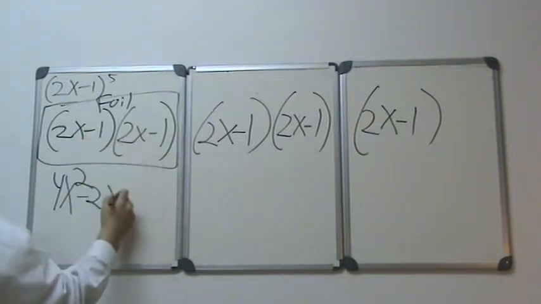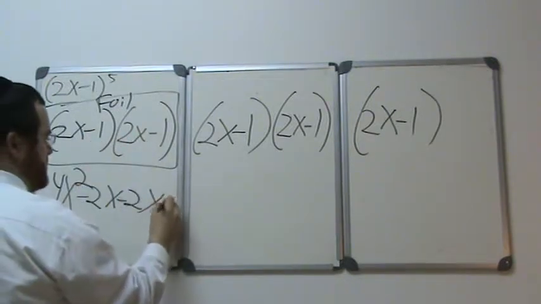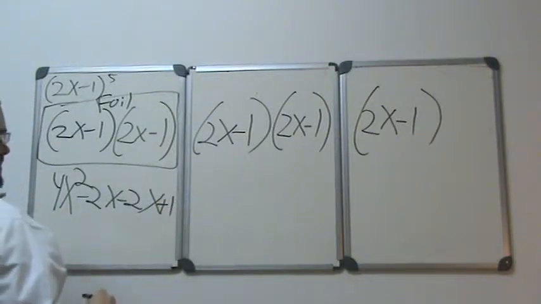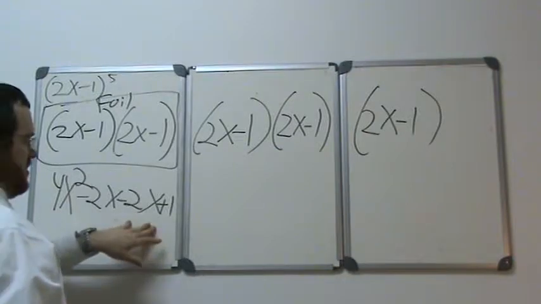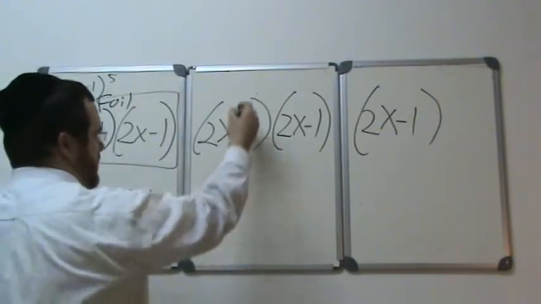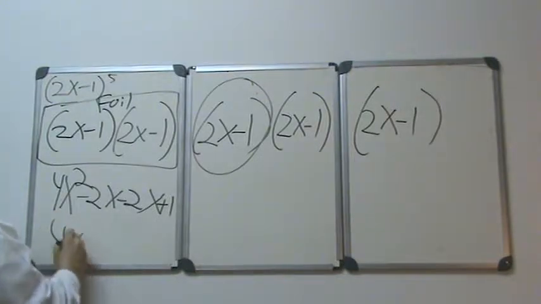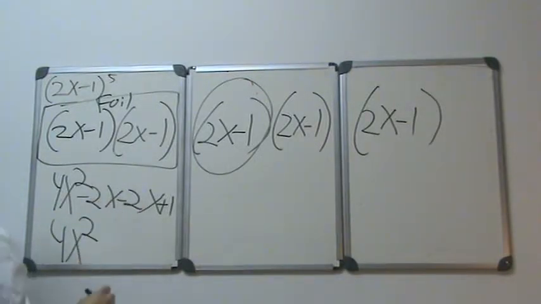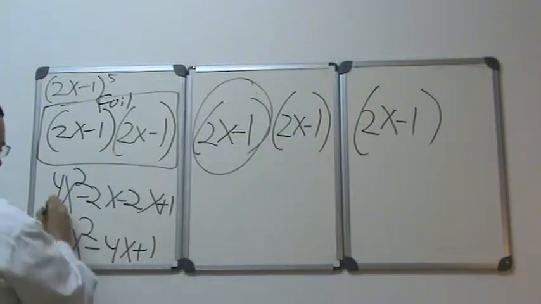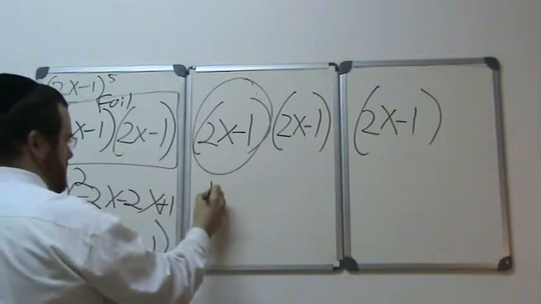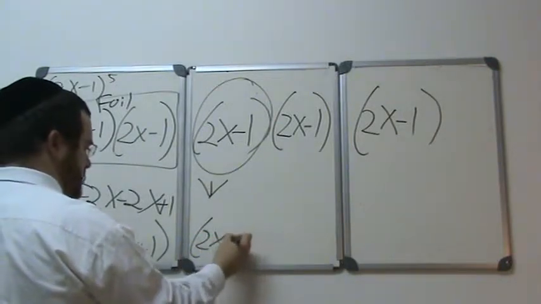Inner, negative 1 times 2x is negative 2x. And last, negative 1 times negative 1 is plus 1. So now that we're finished with these two, we're going to do this whole thing times the third one. So we're going to move it down here. 4x squared, and negative 2x minus 2x is negative 4x, and it's plus 1. Now this whole thing, when you bring this down, it's times the third 2x minus 1.